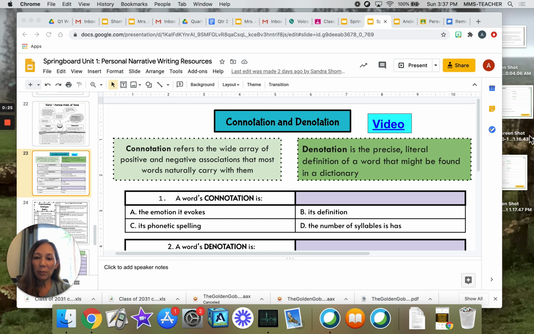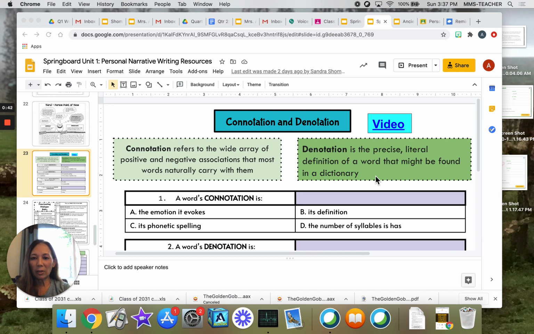First of all, I'll start with denotation. Denotation is the precise, literal definition of a word that might be found in a dictionary. So denotation is pretty clear-cut. It's just the dictionary definition of a word.